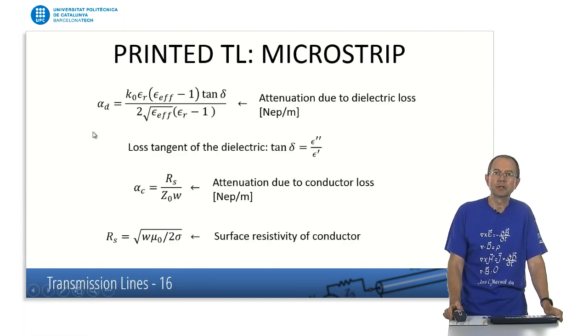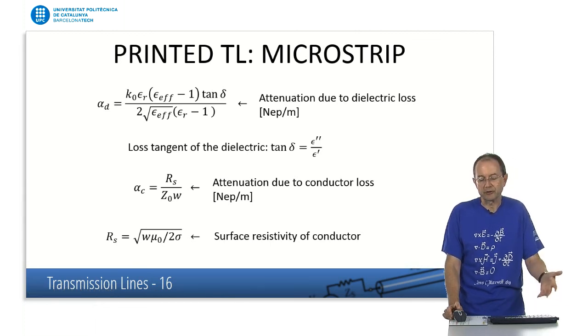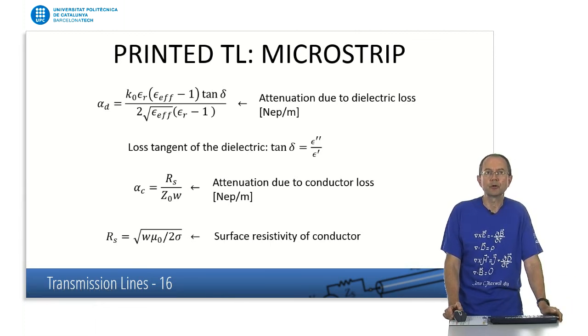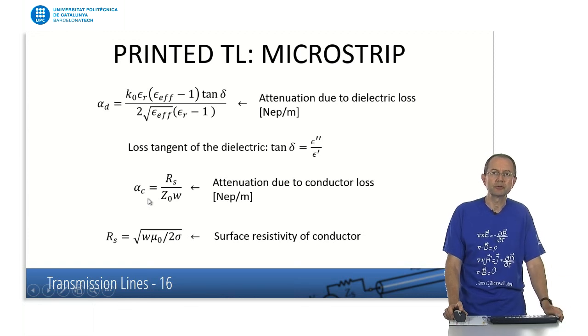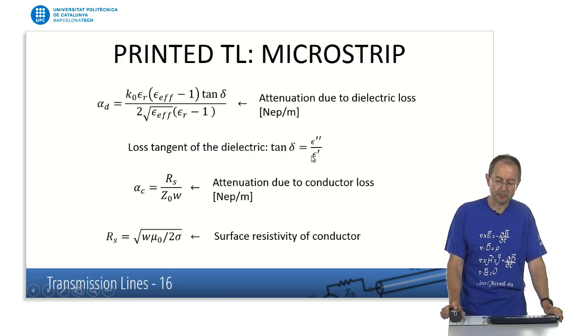If your line supports very high frequency, or your line is very long, you have to take into account the losses, and then the attenuation of the microstrip can be calculated from these expressions here, and this attenuation is in Nepers per meter. We will talk of this in a future lesson. The parameters involved for the losses are the surface resistance of the conductor, of the strip, and also the dielectric loss, which is modeled in this case with a tangent delta parameter, which depends on the imaginary and real part of the permittivity.